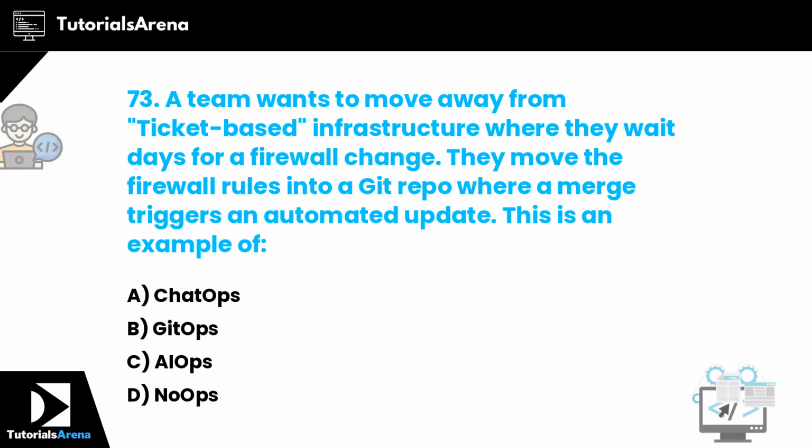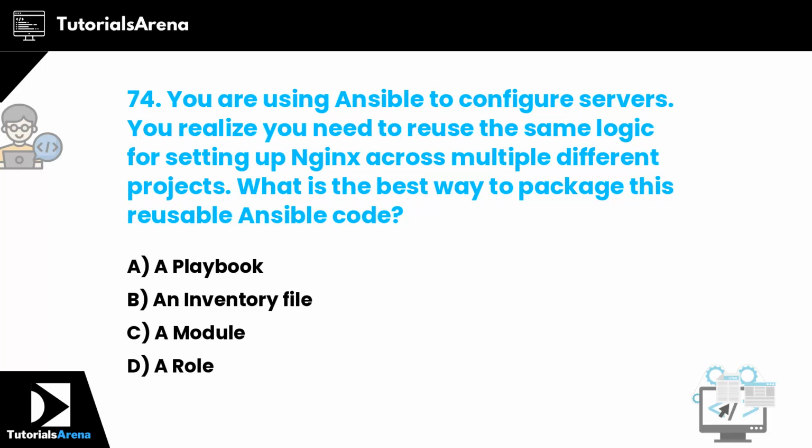73. A team wants to move away from ticket-based infrastructure where they wait days for a firewall change. They move the firewall rules into a Git repo where a merge triggers an automated update. This is an example of... Answer is B, GitOps.